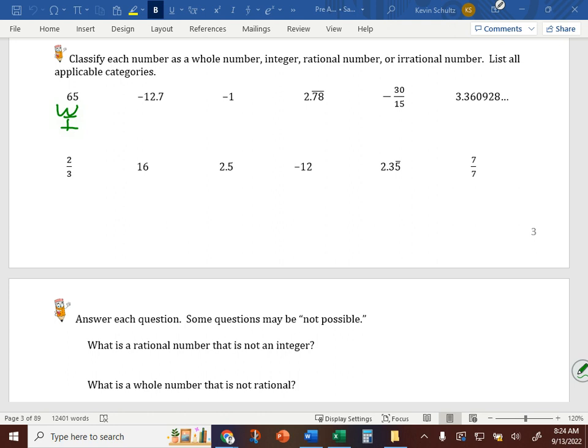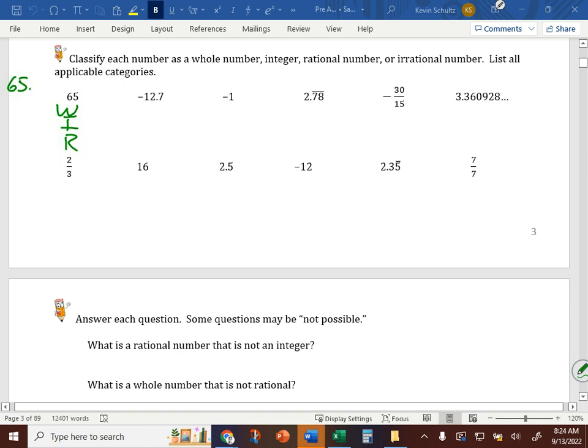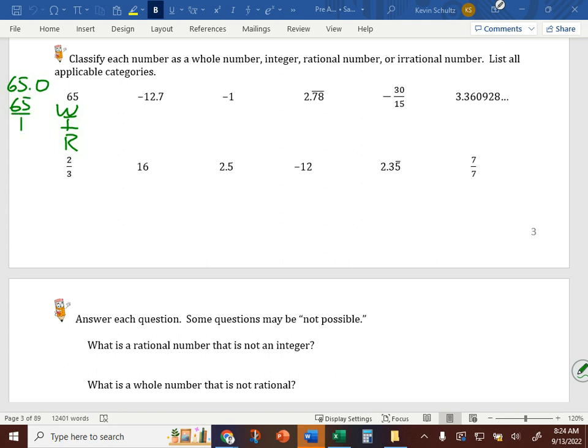If it's whole, if it's an integer, it also has to be rational, right? Rational. Anytime you put a W, you'd better be putting an I and an R because every whole number also falls into that category of integer and rational. And the reason why it can be rational is because you can write 65 as a decimal, 65.0. You can write 65 as a fraction, 65 over 1. That's why it fits there. All right? How about negative 12.7?